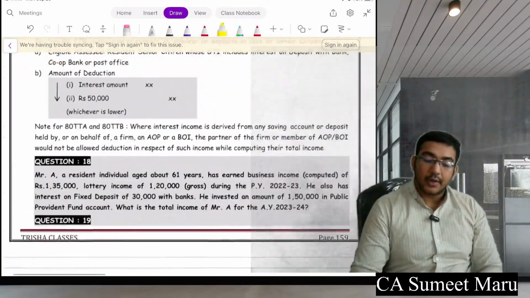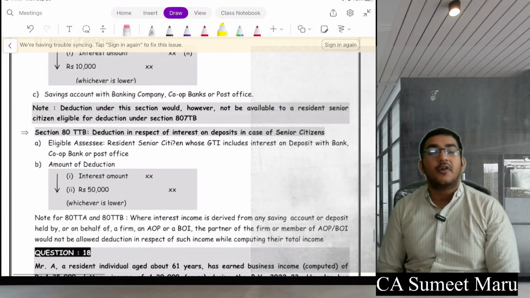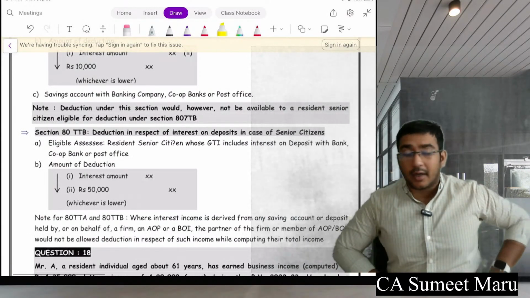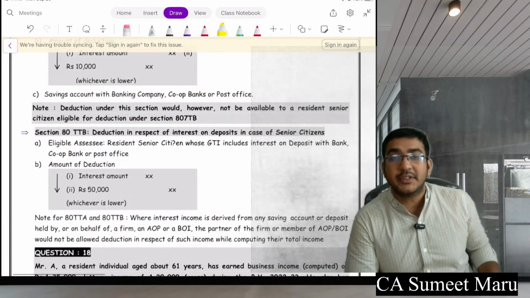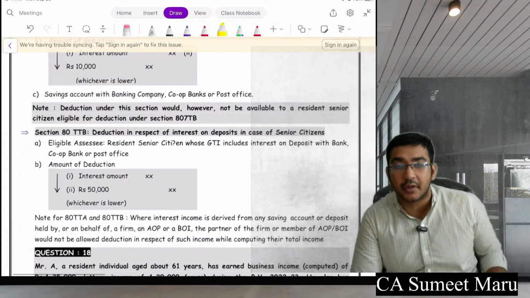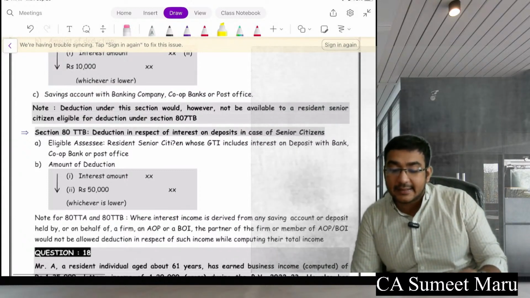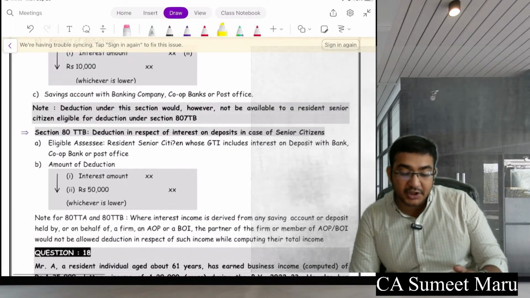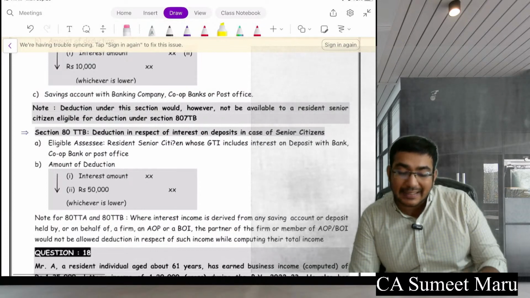So here we finish our chapter of deductions. Hopefully I have tried to cover maximum, in fact every deduction. I have tried to take even questions wherever I feel you will get confused. Hopefully the deduction chapter is done very nicely. Let me know in the comment section if it is perfectly done. If you have any query in any particular part, quickly ask me.